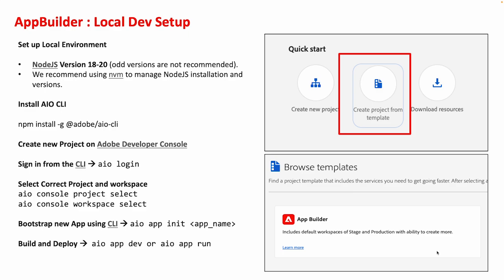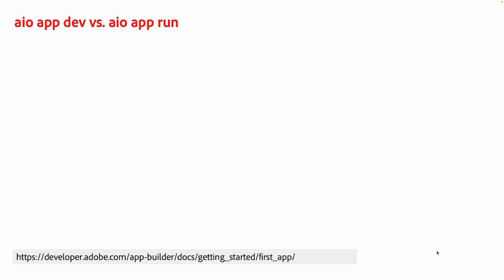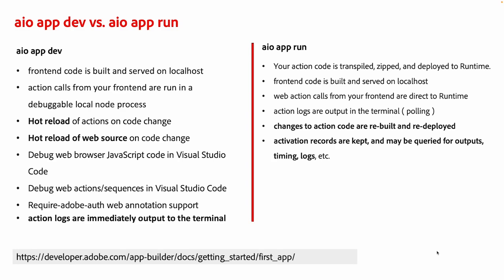Once the project structure has been created by the aio app init command, the next step is to build, deploy and run the AppBuilder app, which can be done using two commands, aio app dev or aio app run. During development time, we need to check the output frequently, and the developer will change the AppBuilder action code and check the output. This is a common practice for all developers. To make developer life easy and to save time, we have the command aio app dev.